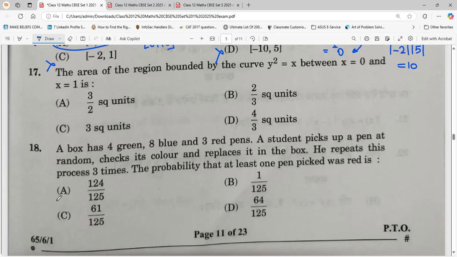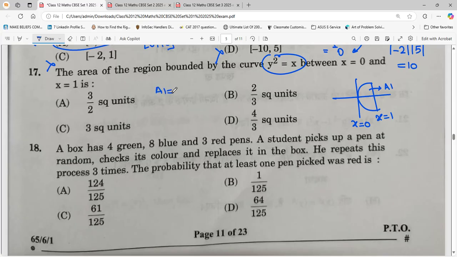The area of the region bounded by the curve y square is equal to x. This is a parabola which faces rightwards. Y square is equal to x between x is equal to 0 and x is equal to 1. So they're asking the two areas together. So what I'm going to do is find area 1 and double it.